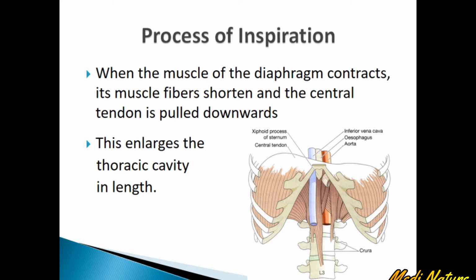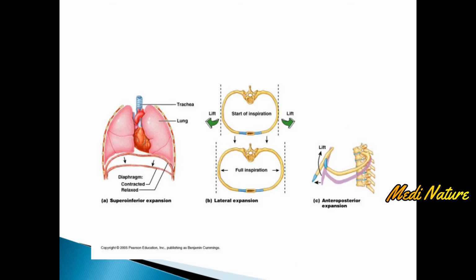When the muscles of the diaphragm contract, its muscle fibers shorten and the central tendon is pulled downwards. Because of this, the thoracic cavity enlarges in length. That means along the superior-inferior axis. The image on the left side shows you how the diaphragm goes downwards during inspiration, and because of that, superior-inferior expansion occurs in thoracic cavity.